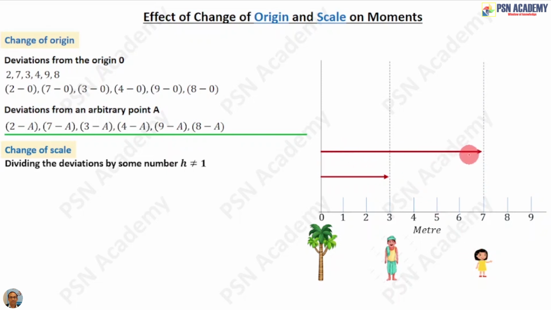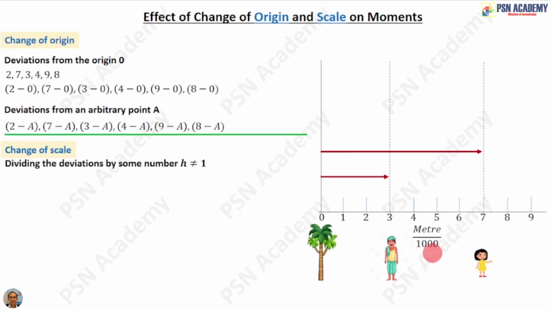Clear? Then what will be the mean of these two deviations? It will go like this. 7 minus 0 is the deviation of this lady, and 3 minus 0 is the deviation of this gentleman. So you add these two deviations, divide the sum by 2, and you will get 5. So 5 is the mean deviation of these two people, right?